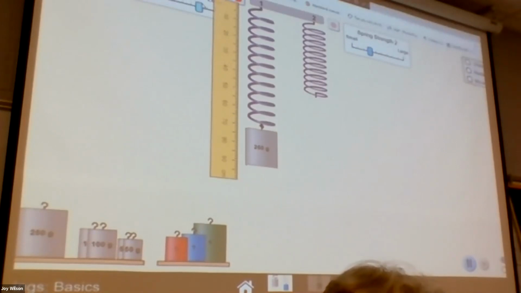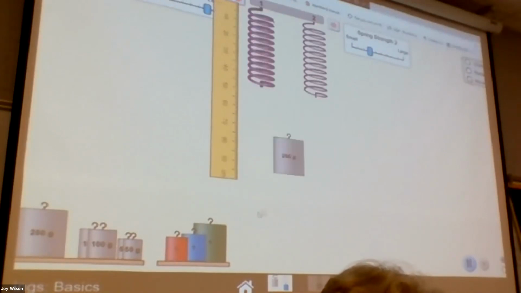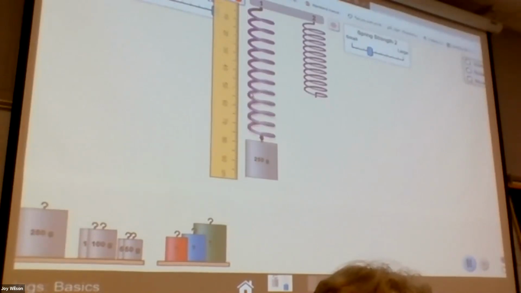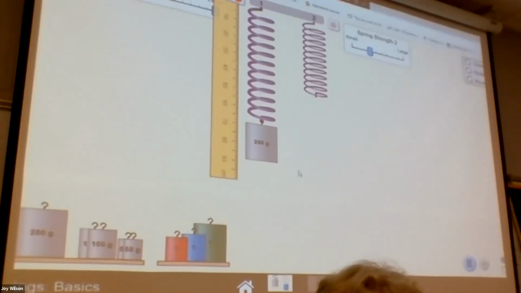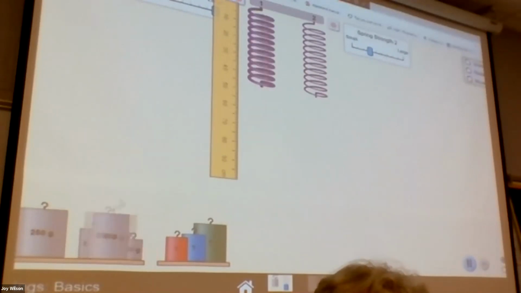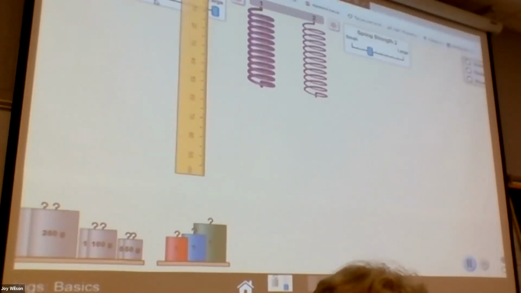And I can pull this spring. See how that spring gets fatter? If I make it a larger K, the larger K does not stretch as much as the small K does. Get out of the way.